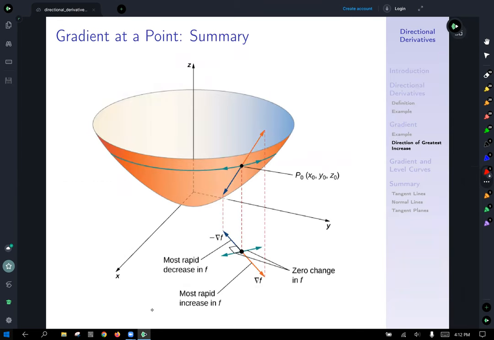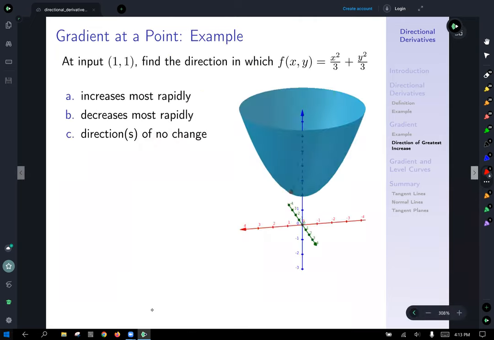So here's a picture that kind of shows that, where the blue vector is the direction of greatest decrease, negative the gradient, and the orange vector is the gradient pointing in the direction of most rapid increase. Notice the two little green vectors that look like they're tangent to the surface there. If you were to walk on the surface along that green line in the direction of either of those vectors, you wouldn't change. It's a level curve. You'd stay at the same altitude or height, if you will. And we'll talk about that shortly.